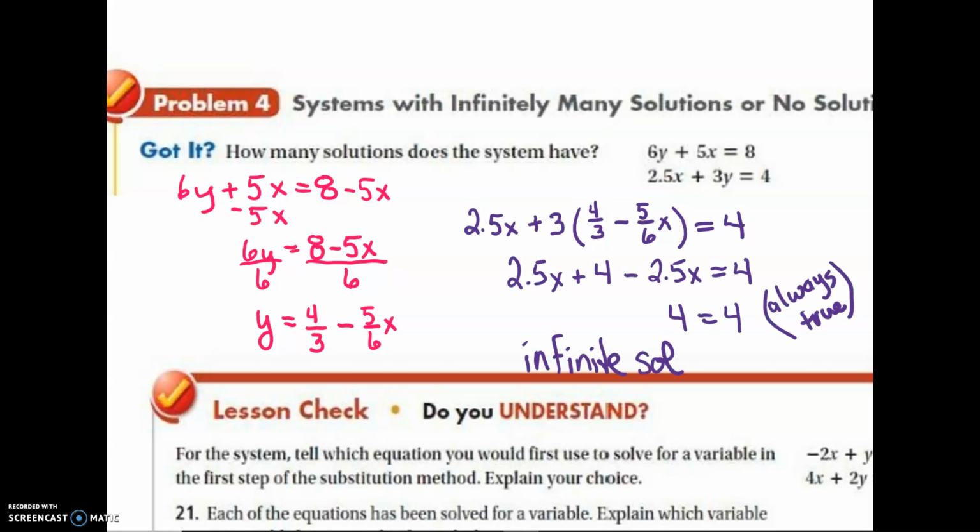And quickly solving this equation, I can see that the 2.5x minus the 2.5x will cancel, and we're left with 4 equals 4, which is infinite.